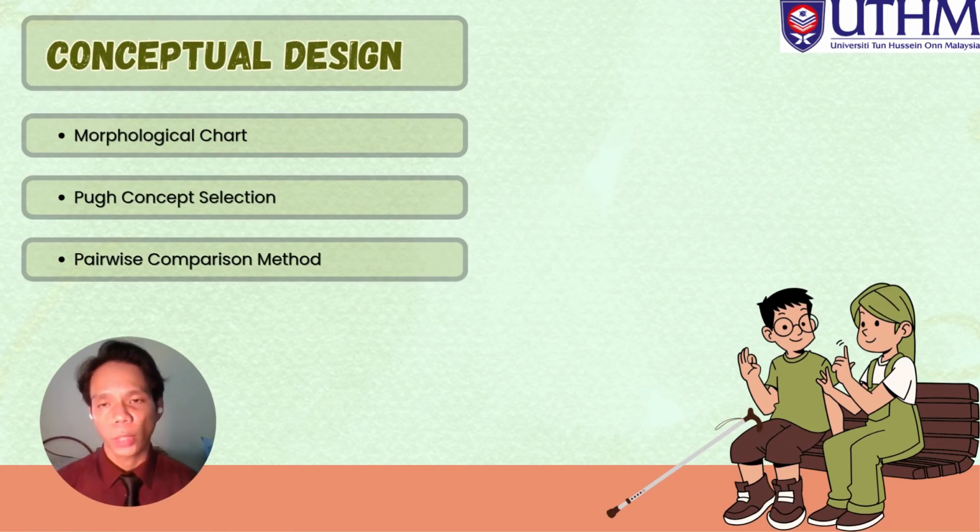So there are three ways to generate conceptual design. The first one is morphological chart, proof chart selection, and lastly the pairwise comparison method. For this part, I will explain it more on the next chapter.